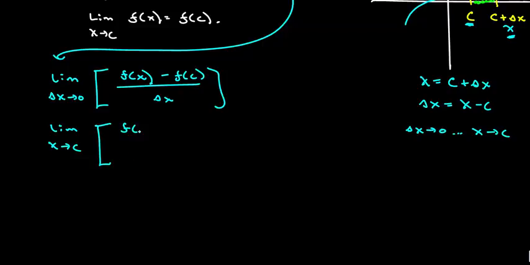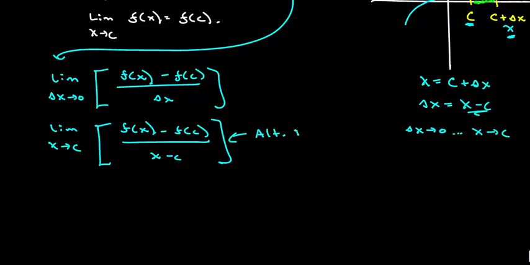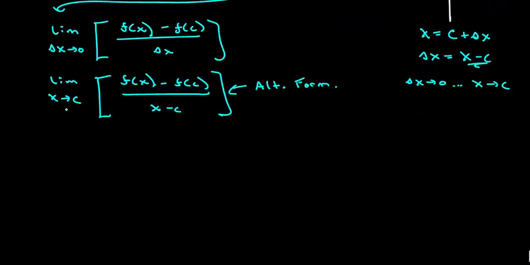And so I've got f at x minus f at c over, and delta x we know is equal to x minus c. So this is called an alternative form of the derivative. Okay, now we're going to use this alternative form. Watch how I'm going to do this.